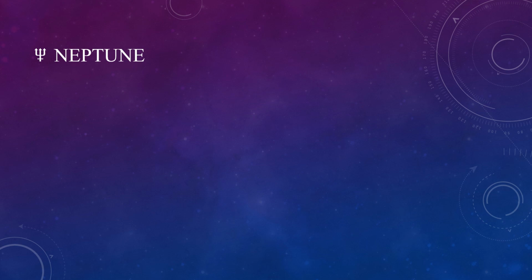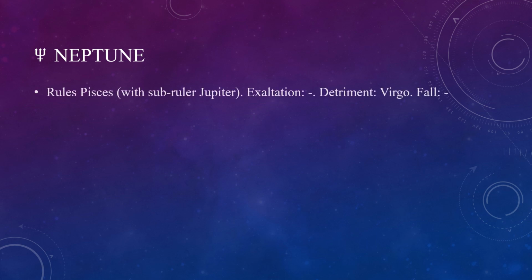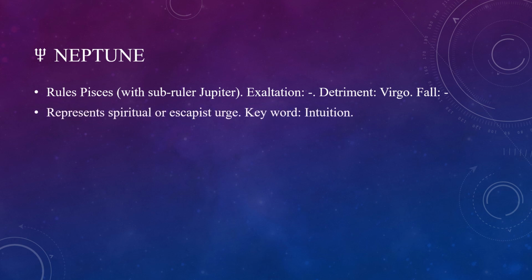Next, we'll look at Neptune. Neptune rules Pisces, along with the subruler Jupiter. And Neptune has no exaltation, therefore it also has no fall. The detriment of Neptune is Virgo. Neptune represents the spiritual or escapist urge, and the keyword is intuition.